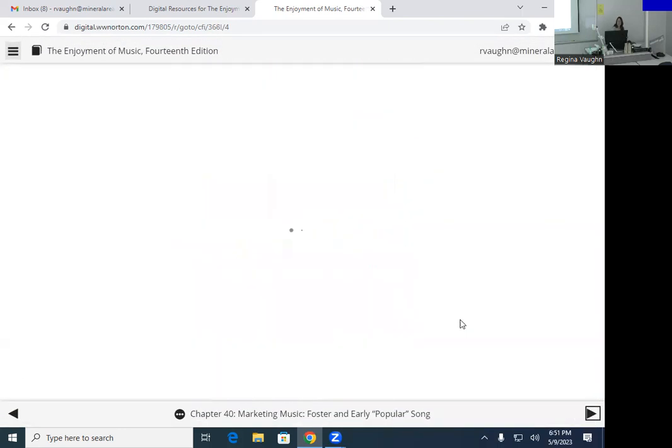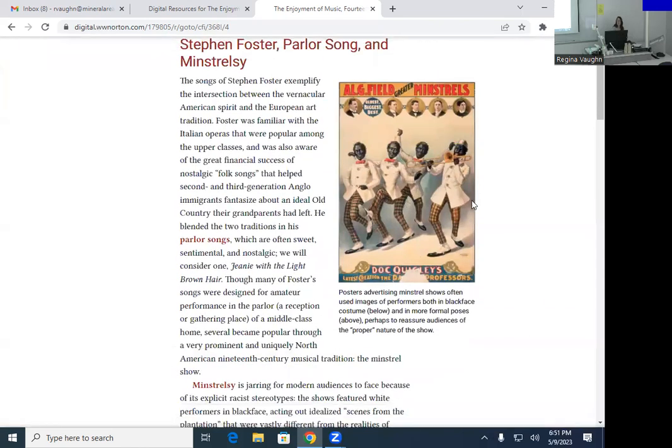Here is a poster for a minstrel show. If you look carefully, you can probably tell that these gentlemen are not, in fact, black. They are wearing blackface. And they're wearing these big floppy shoes and these plaid pants so that they look kind of silly. They act silly. They're making fun of people.